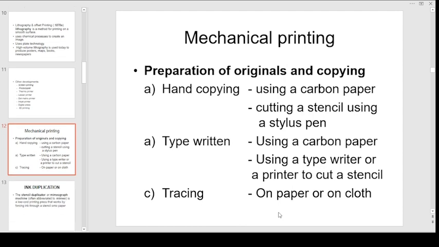We also have mechanical printing. This is the preparation of originals and copy. We have hand copy, that is using a carbon paper and cutting a stencil using a stylus pen. 2. We have typewritten, using a cardboard paper and a typewriter or a printer to cut a stencil. 3. Tracing, that is done on paper or on cloth.